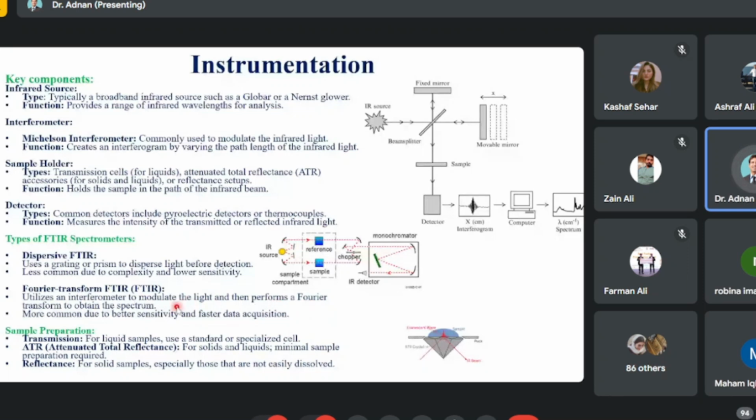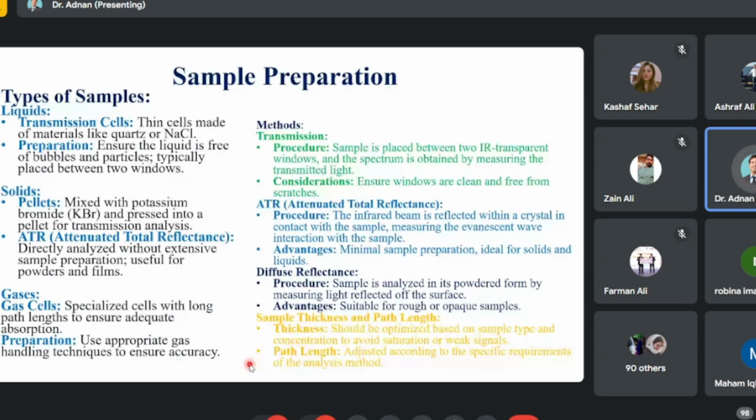You can use three types of sampling mechanisms. One is transmission, that is used for liquid samples, using standard specialized cells. The other one is attenuated total reflectance for solids and liquids, with minimal sample preparation. And the last one is reflectance, that is used only for solid samples, especially those that are not easily dissolved. Okay, how to prepare your samples?